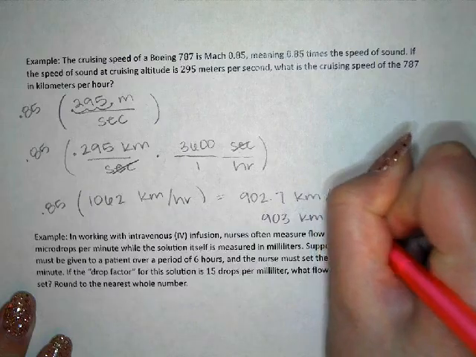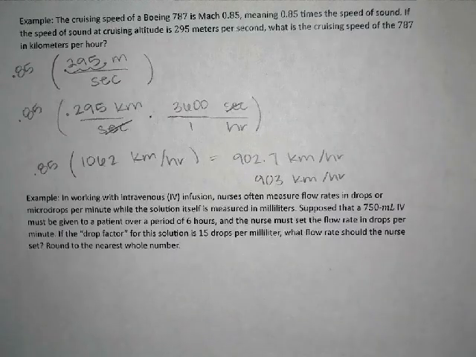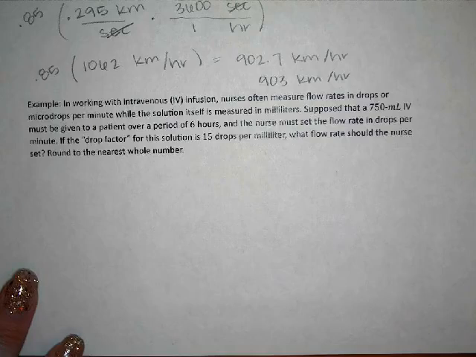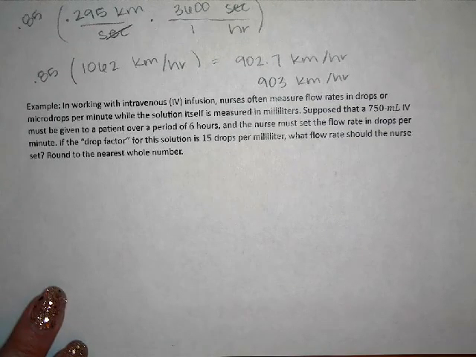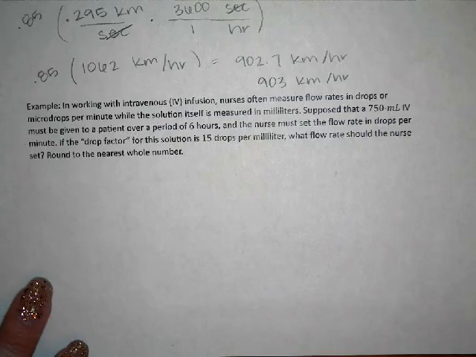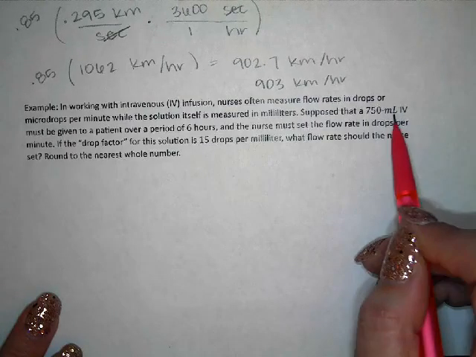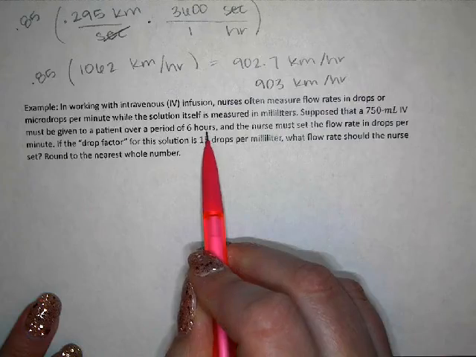All right. And then our last example says, in working with intravenous infusion, IV, nurses often measure flow rates in drops or microdrops per minute, while the solution itself is measured in milliliters. Suppose that a 750 milliliter IV must be given to a patient over a period of 6 hours, and the nurse must set the flow rate in drops per minute. So we have milliliters per 6 hours. I'm going to write that down to start. 750 milliliters per 6 hours.